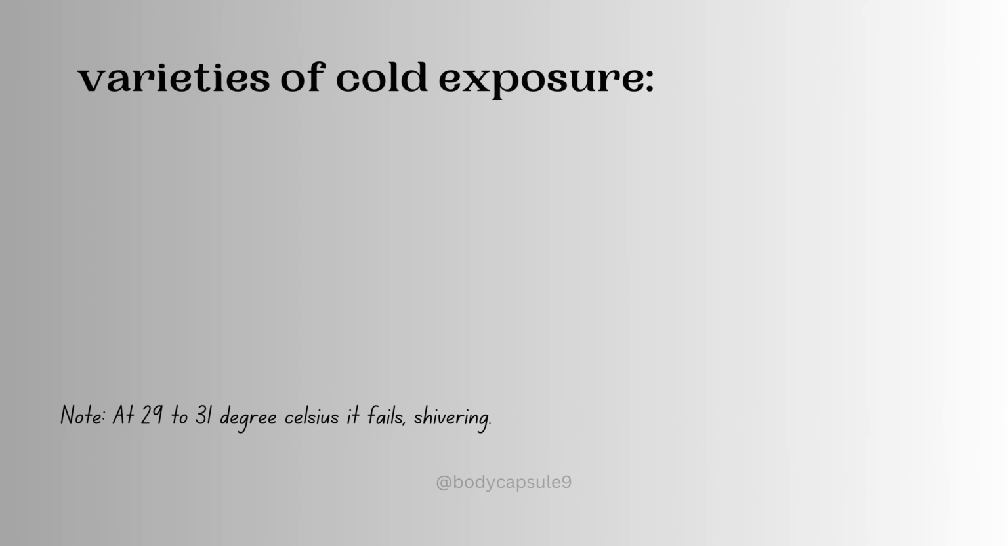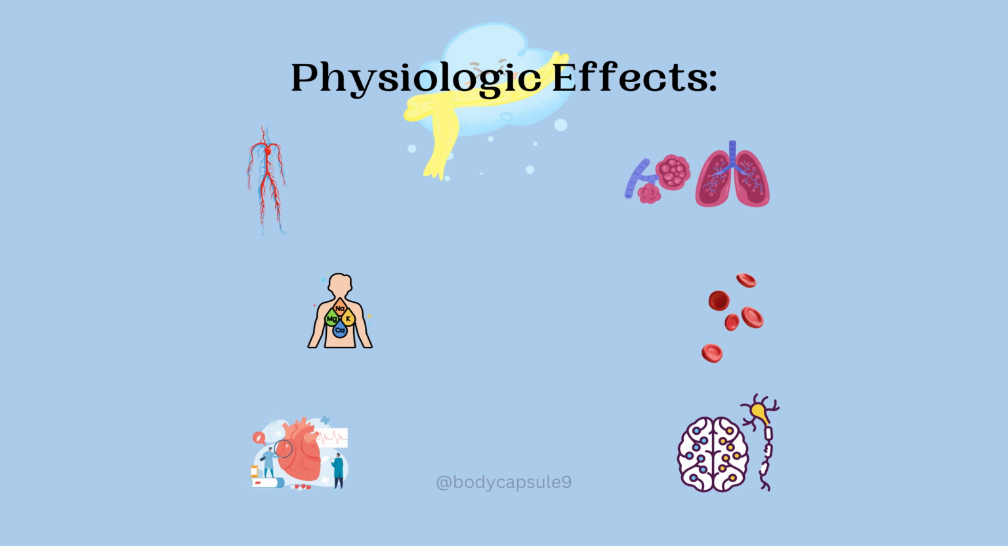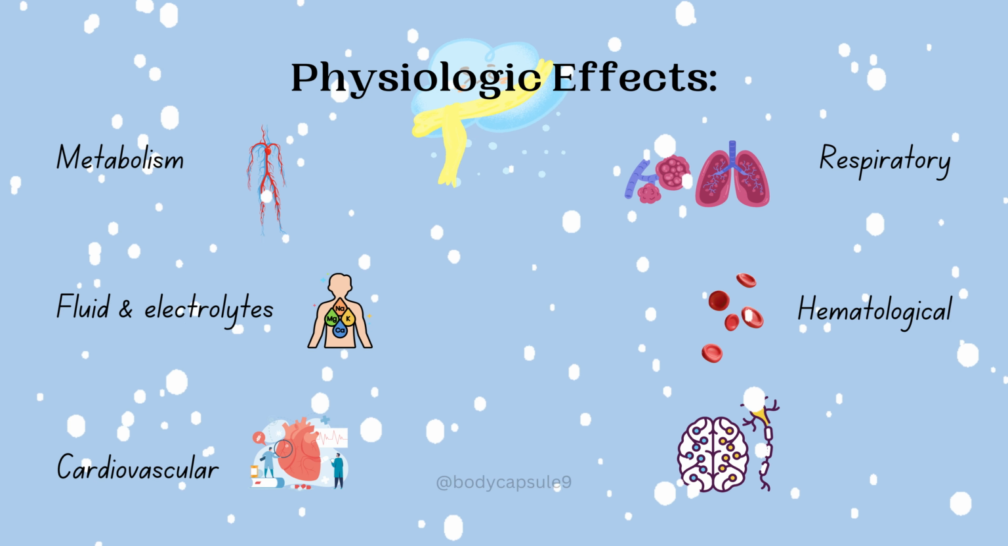What are the forms of cold exposure, or varieties of cold exposure? Cold exposure leads to 1. Chilblains, 2. Trench foot, 3. Frostbite, 4. Hypothermia. Before going into the topic, let's discuss some physiological effects. The physiological effects of cold most commonly noted are on metabolism, fluids and electrolytes, respiratory, cardiovascular, hematological, and neurological systems.